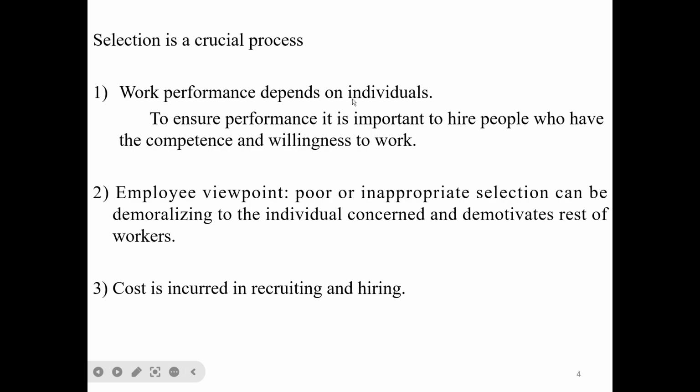Work performance depends on the individuals. To ensure performance, it is important to hire people who have the competence and willingness to work. Basically, they should select people who have infinite patience, infinite purity, as well as infinite perseverance. Mainly, they should have the will to work. From the employee viewpoint, poor or inappropriate selection can be demoralizing to the individual concerned and demotivates the rest of the workers. Basically, they make sure that the right candidate is selected for the right job.